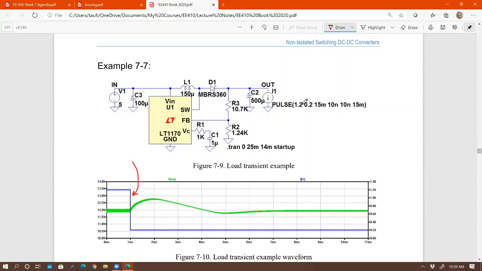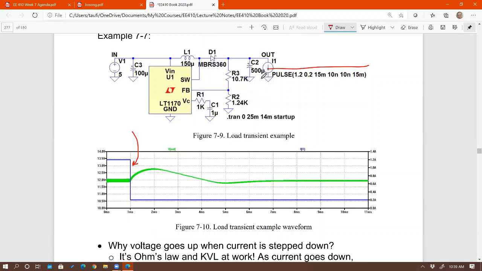LT1170 from ADI, simulated with LT Spice. And notice I'm introducing a step on the load right there. So here's the step. This is output current. The blue is output current. The green is output voltage. So you can see the transient response.